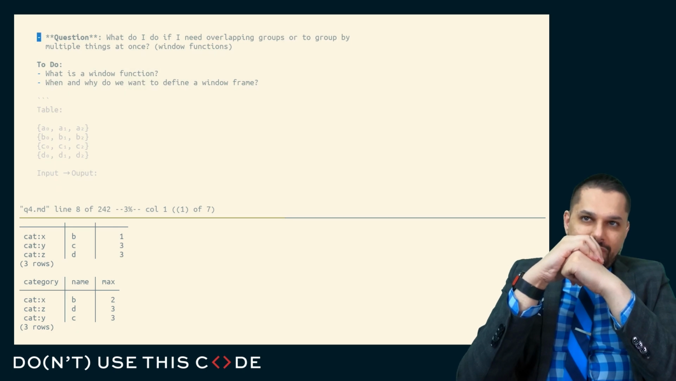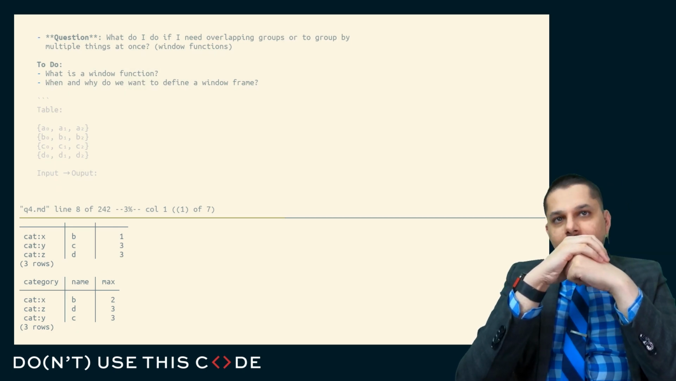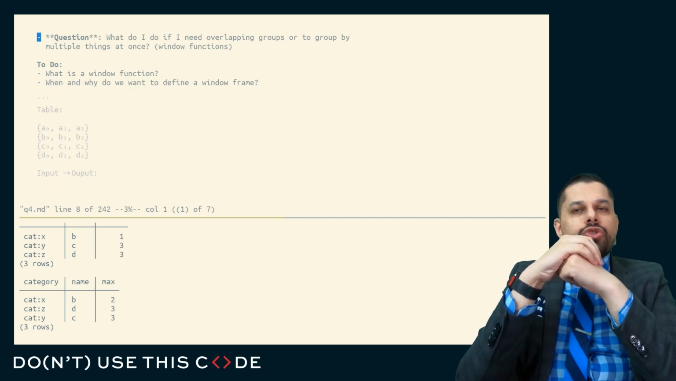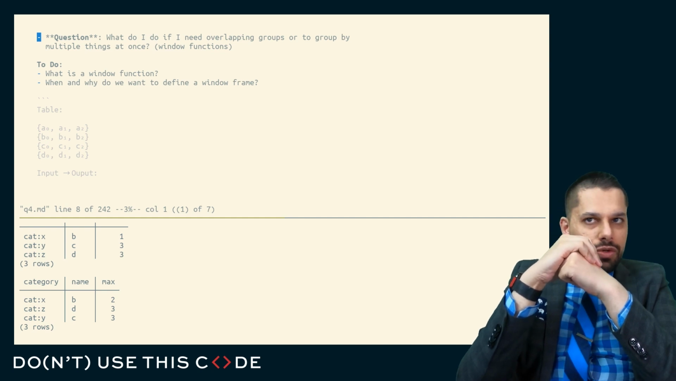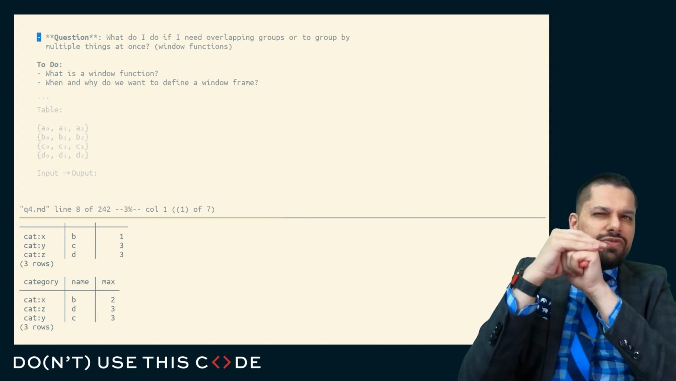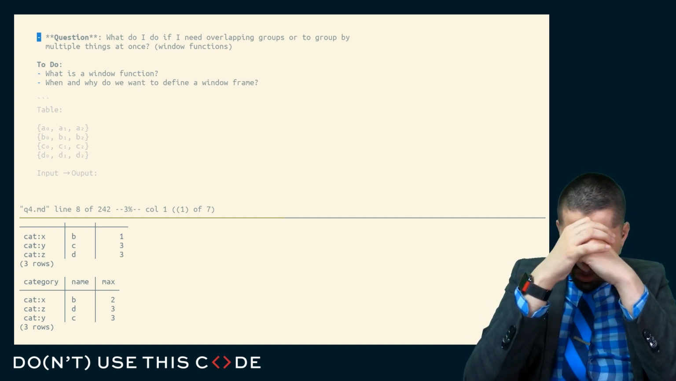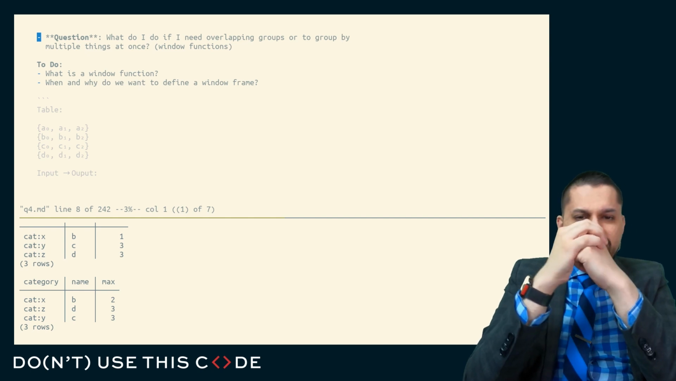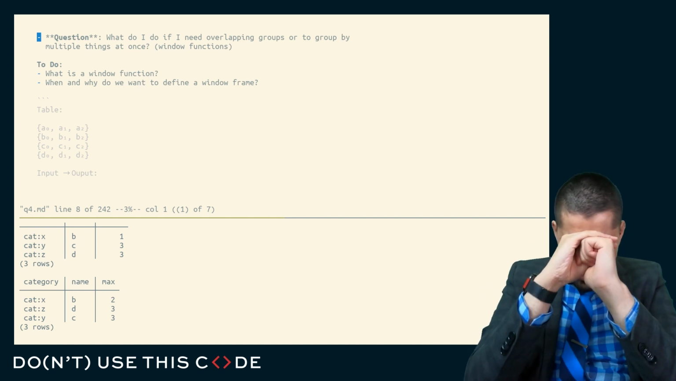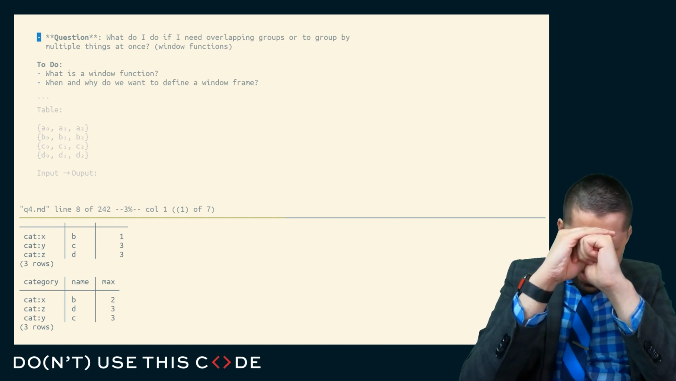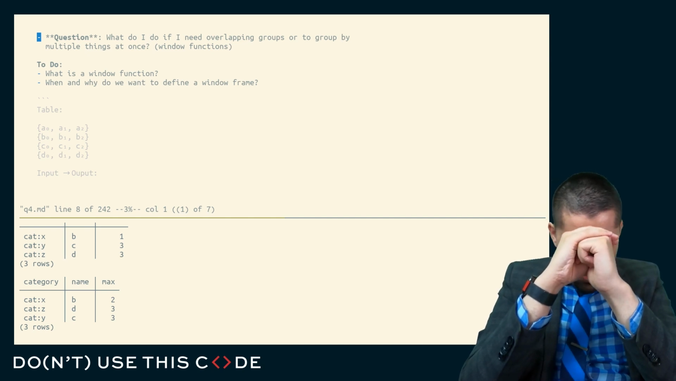This question is titled, what do I do if I need overlapping groups or to group by multiple things at once? And we're going to talk about window functions, and we're going to talk about why we might want to define a window frame. And where we're starting to get in the sticky mess of SQL, we're starting to get very deep into this, is you've seen all of the different things that you can do in a select statement.